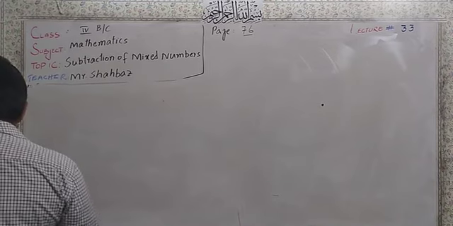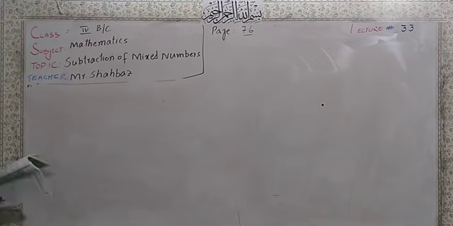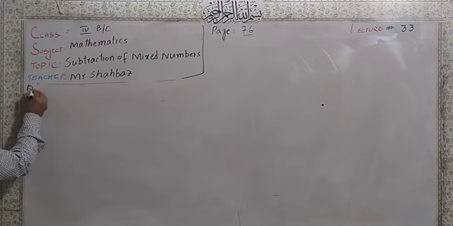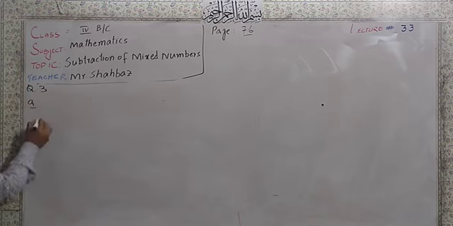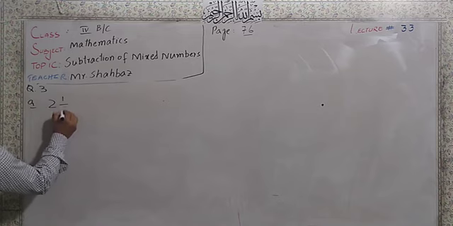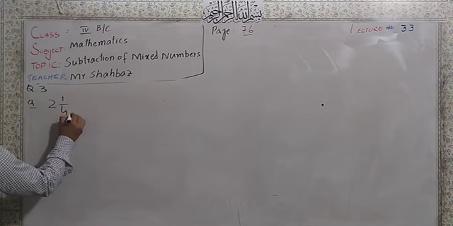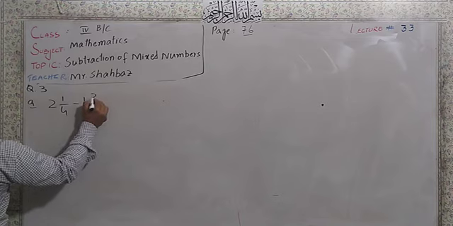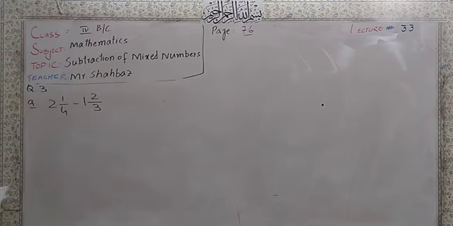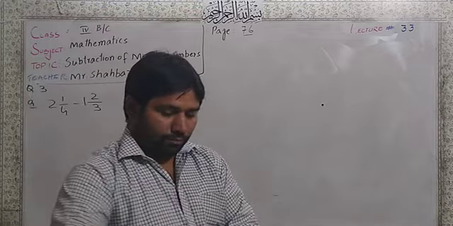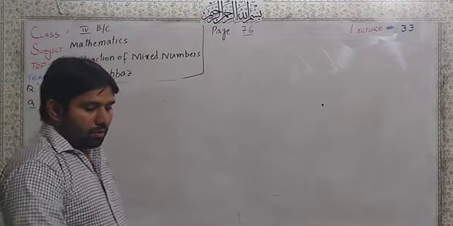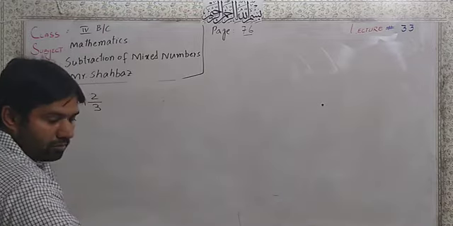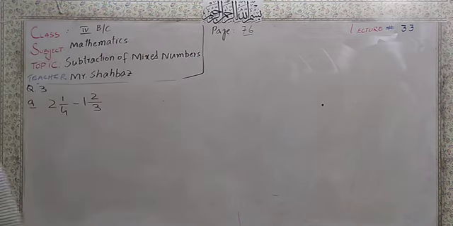Question 3, same as you did question number 2. Question 3, part A: 2 whole 1 over 4 minus 1 whole 2 over 3.